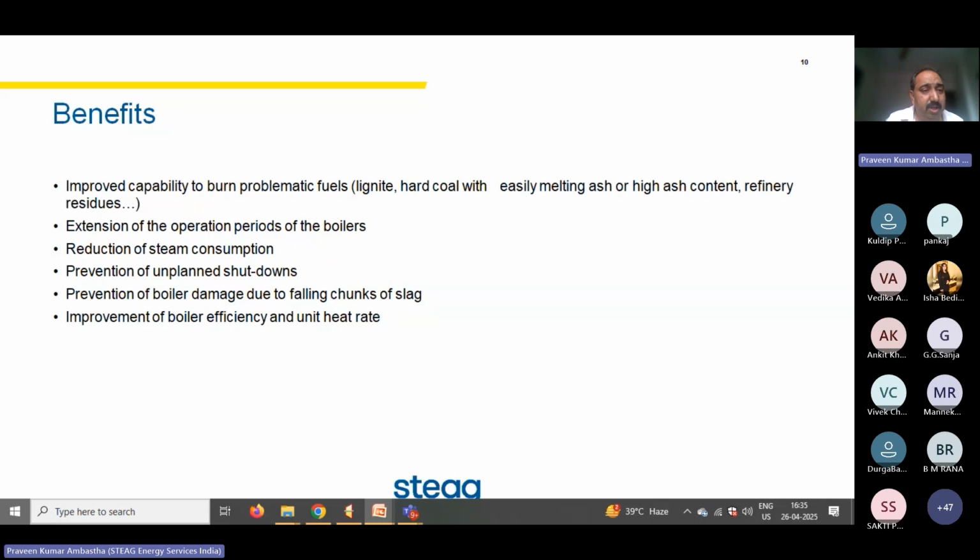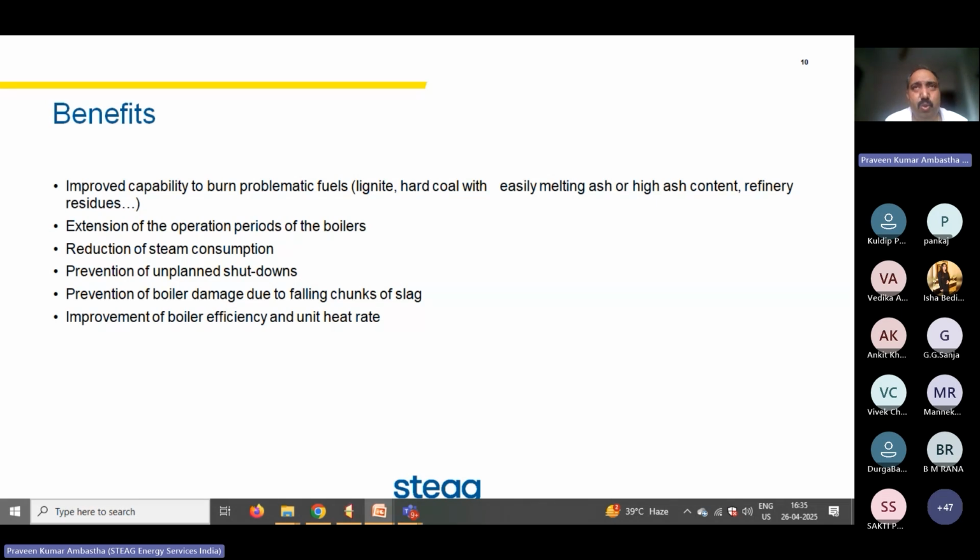And yes, these are the benefits. The first thing is, of course, the reduction in steam. We are having prevention of unplanned shutdowns, prevention of damage due to the falling of chunks of slag, and improvement of the boiler efficiency and heat rate. So ultimately, we shall be able to save steam, increase the boiler efficiency, and improve the heat rate.